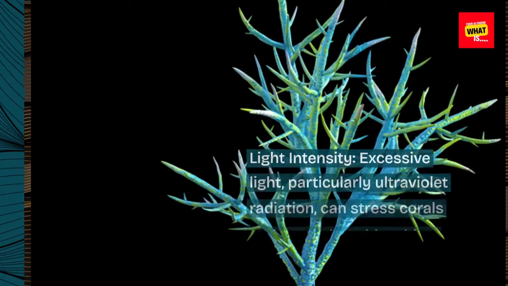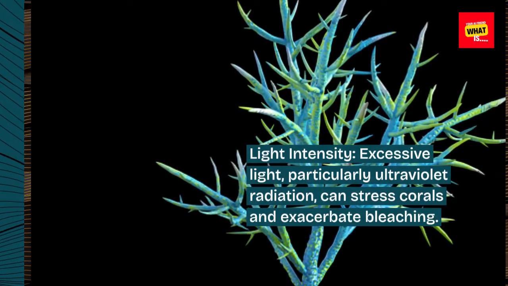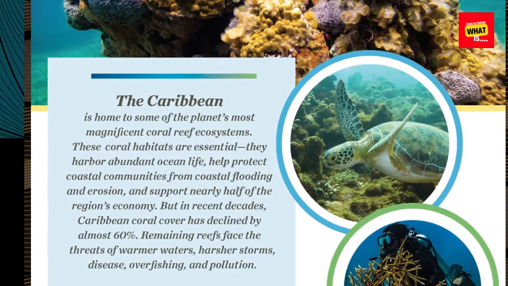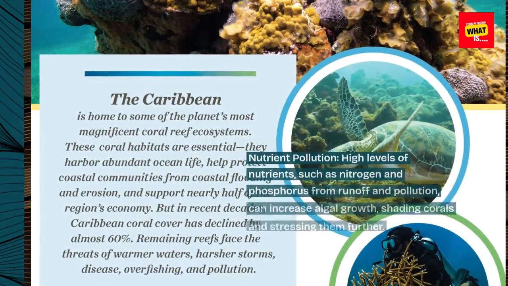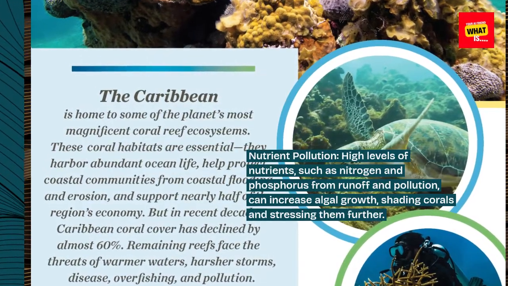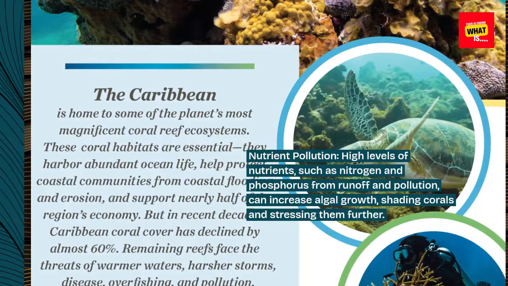Light intensity. Excessive light, particularly ultraviolet radiation, can stress corals and exacerbate bleaching. Nutrient pollution. High levels of nutrients, such as nitrogen and phosphorus from runoff and pollution, can increase algal growth, shading corals and stressing them further.